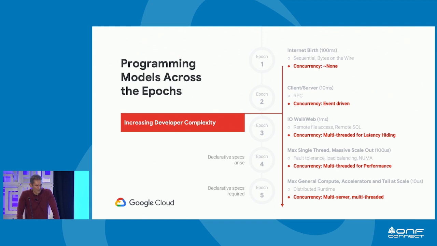And the problems became harder. Now, though, looking at Epoch 5, this tail at scale epoch, this 10 microsecond epoch, you're now no longer thinking about dealing with your concurrency on a single server. I'll argue that you have to coordinate across multiple servers simultaneously. Right? No longer are you thinking about the predictability of 2, 4, 8 threads on one server, 20 threads, but now you're talking about threads that are simultaneously running on different servers across a network.